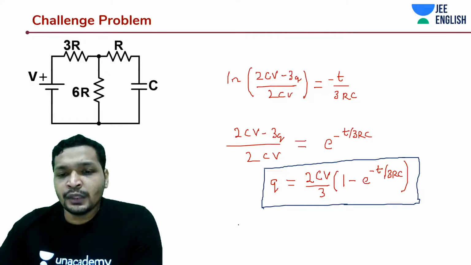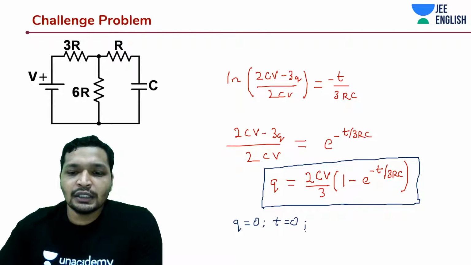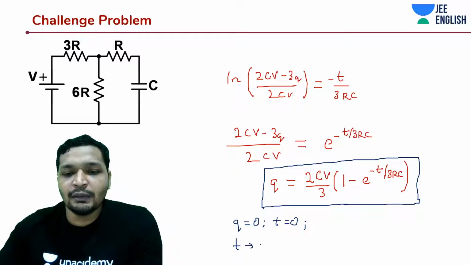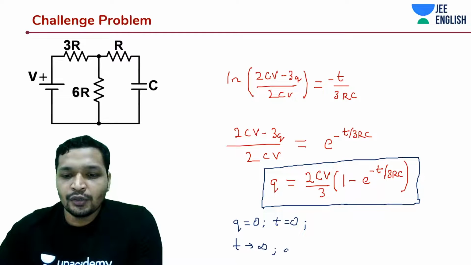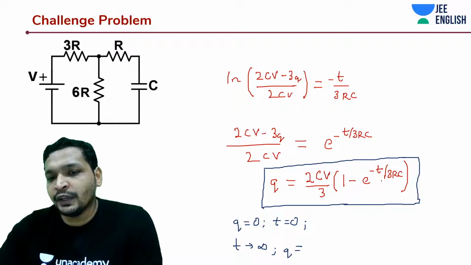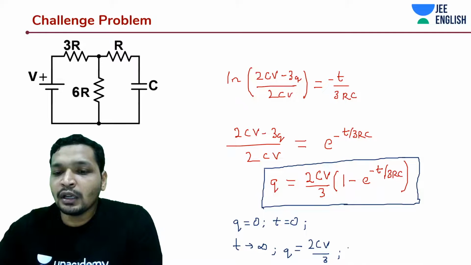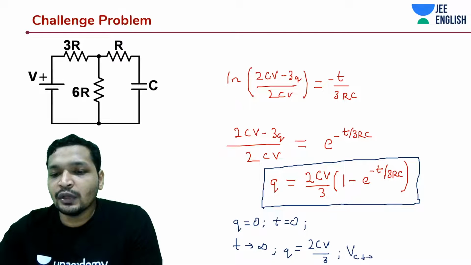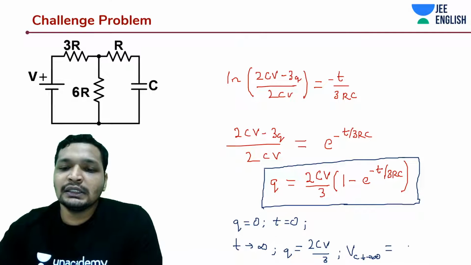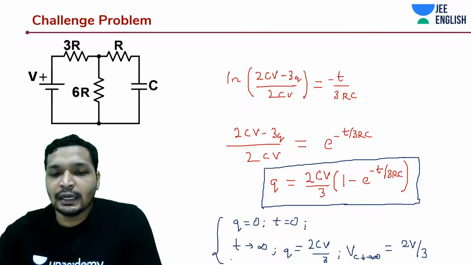So Q is equal to 0 at time t equal to 0. You can verify this. At t tends to infinity, what is happening? Q is equal to, you know what is going to happen over here. 1 by infinity is 0, and that is going to be only 2CV by 3. And what about VC when t tends to infinity? It is 2V by 3. Is this correct? Yes, I guess so.